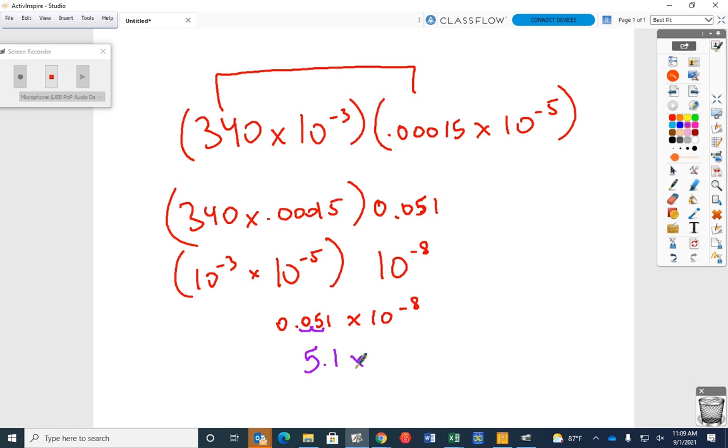5.1 times 10. Now, if you notice on this one, did we go this way and up? We went this way, so our exponent is going to do what? It's going to go down. So we went this way how many places? 2. So this negative 8 goes down 2 more. What does that make? Negative 10. Very good. Okay. Easy, right? Not that difficult. Okay, I'm going to let you get started.